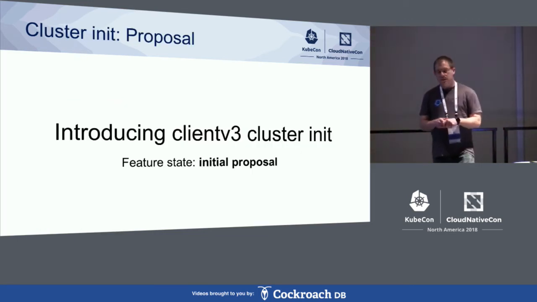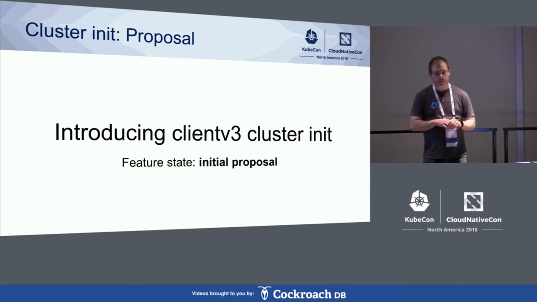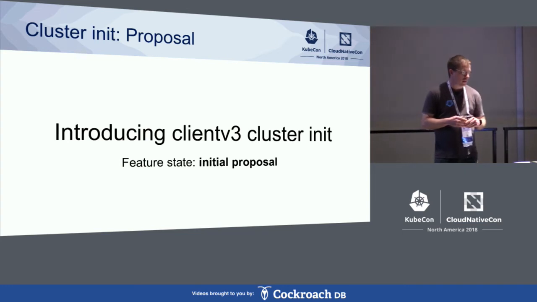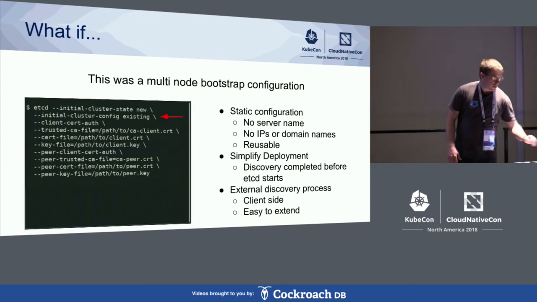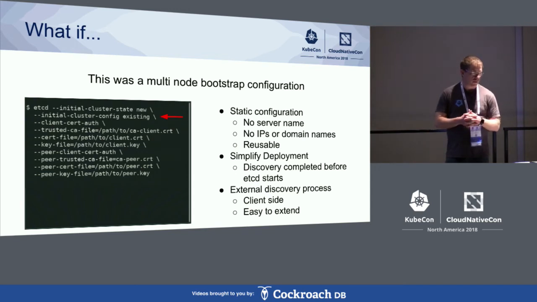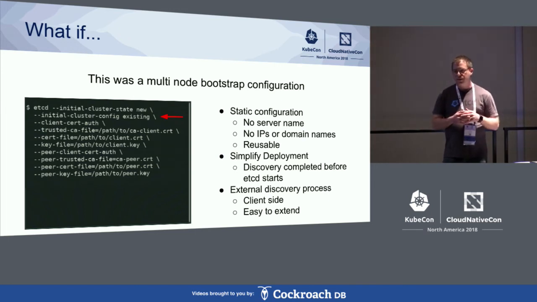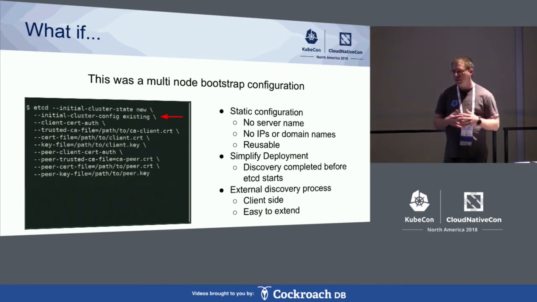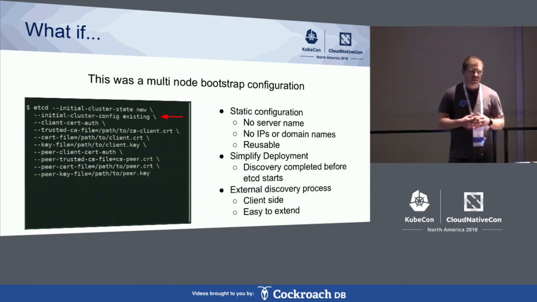So this is an initial proposal. It's still in its infancy, but I hope to get something together in the next few weeks on paper. Basically the idea is named cluster init. What if this was the configuration required for SRV discovery? If you take a look at this configuration, it's completely static. There is nothing identifying features of the node itself, no IP, domain names, et cetera. So this greatly simplifies deployment.